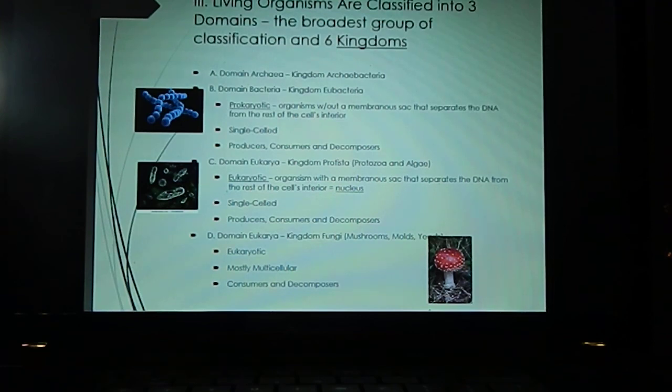The next kingdom under Eukarya is kingdom Fungi. These are mushrooms and molds and yeast and things like that, and they're eukaryotic like the protists, but they are mostly multicellular. That's what separates them from protozoa or protists. They can be consumers or decomposers.